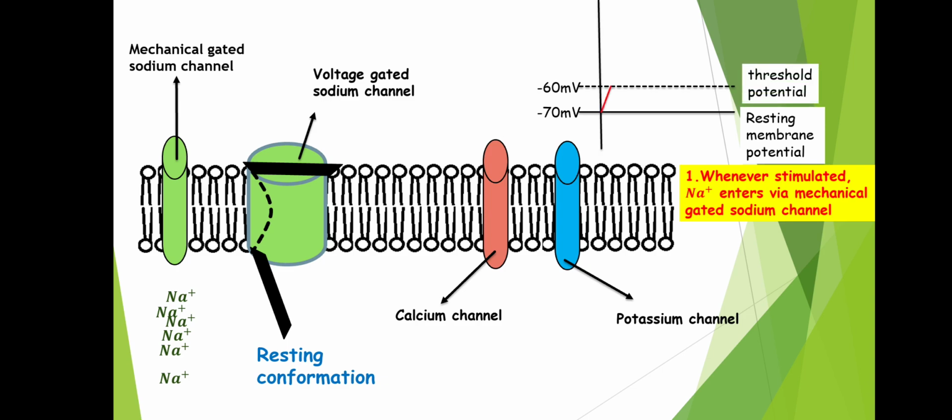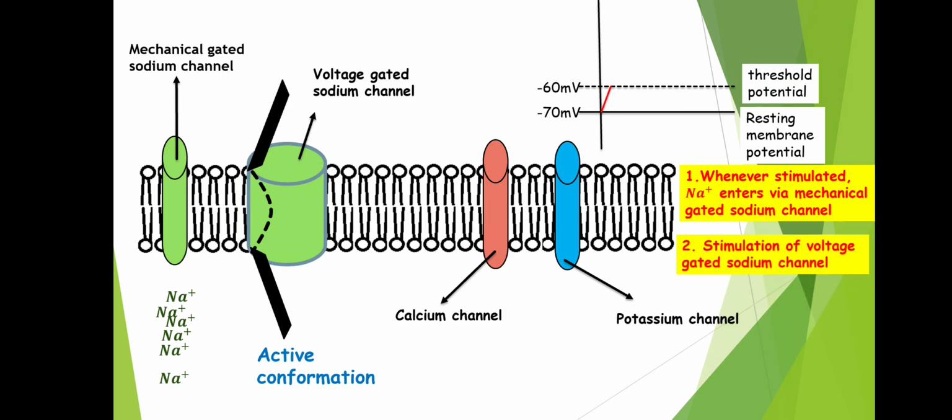And once threshold potential is attained, what will happen? It will flip the resting conformation into the active conformation. So at active conformation, what will happen? Both activation and inactivation gates are open, and it will cause influx of a large number of sodium ions.